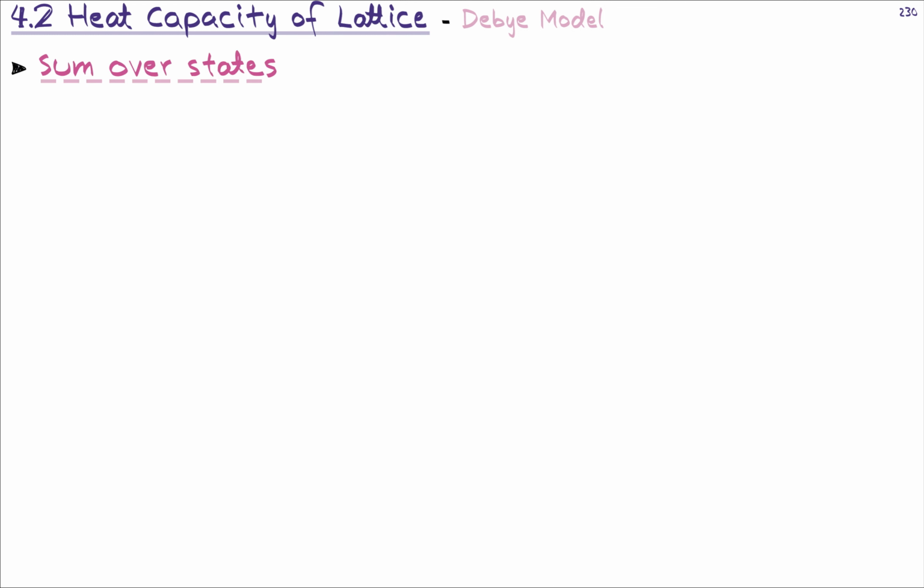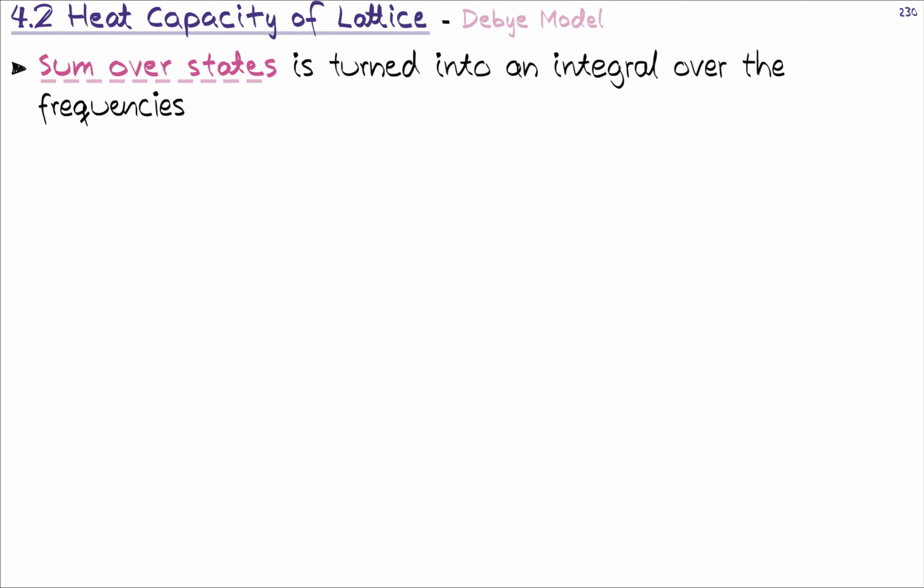So, as I already mentioned, the sum over states now is being turned into an integral. And we want to integrate over the frequencies, so over the omegas. And since they depend on the k, that's fine. But we just need to change things a bit, so that instead of summing over k values, we now sum over the frequencies. And once we transfer our sum over states into an integration, we get exactly what looks like this.